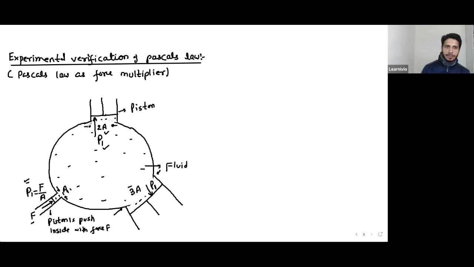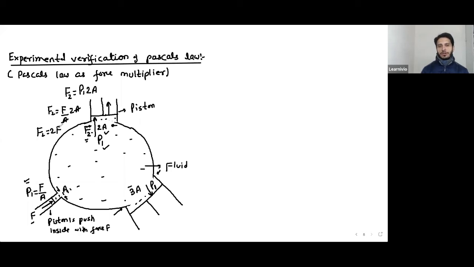Here the pressure is P1 and the area is 2A. Some force must be acting, and I call that force F2. Sania, if the pressure is P1 and the area is 2A, can you tell me how much the force is? It's P1 into 2A. And how much is P1? It's F by A. So F by A into 2A, this A will cancel this A. And how much is the force? 2F.